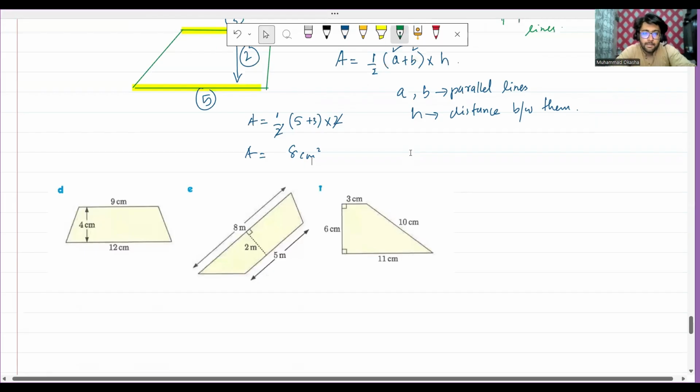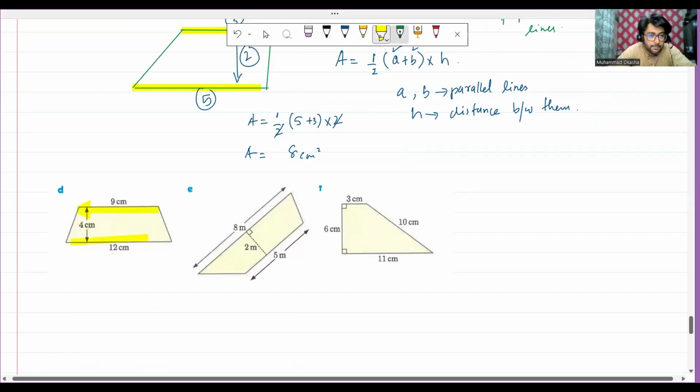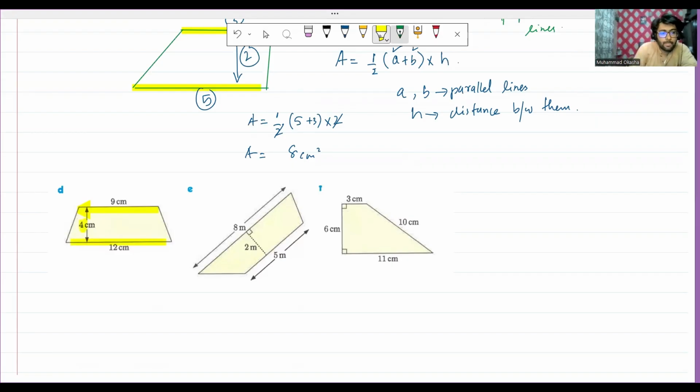Okay, let's apply the formula to this one. First of all, let's spot the parallel lines. Here are the parallel lines, 9 and 12, right? And the distance between them is 4. So I'll apply the formula, 1 by 2, base multiplied by height. Sorry, for a trapezium, it's 1 by 2, the sum of the parallel lines, 12 plus 9, multiplied by 4, right? So this is going to be 12 plus 9, you can work it out, and the answer is going to be in centimeter squared.